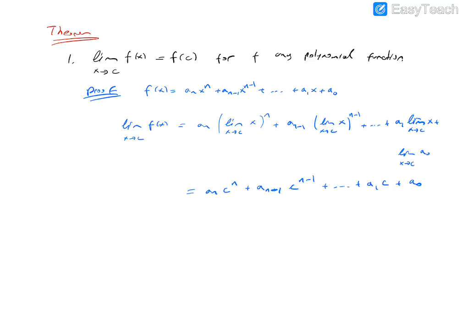Actually, the right-hand side of the equation exactly equals f of c. So we obtain this result. And the second part of this theorem: the limit of the function r of x as x approaches c equals r of c, for r any rational function. As you know, a rational function is the quotient of two polynomial functions.